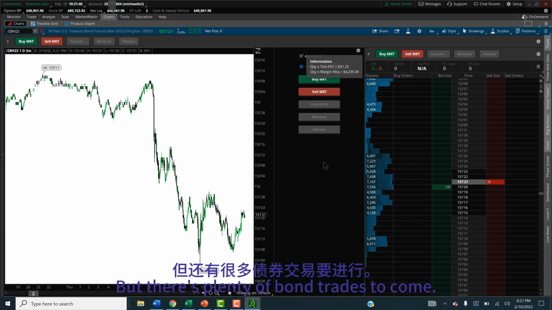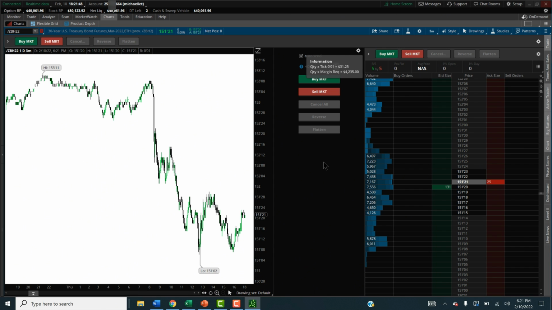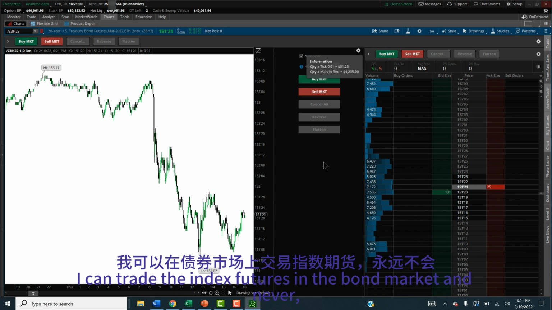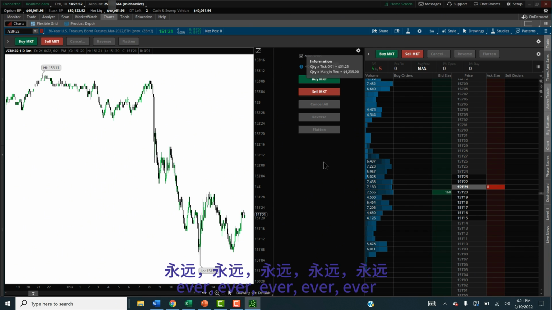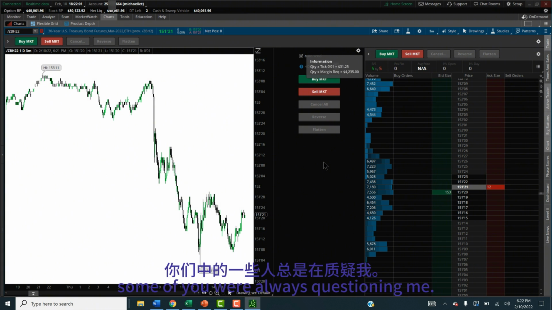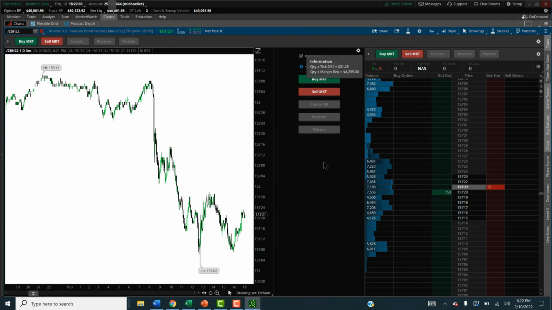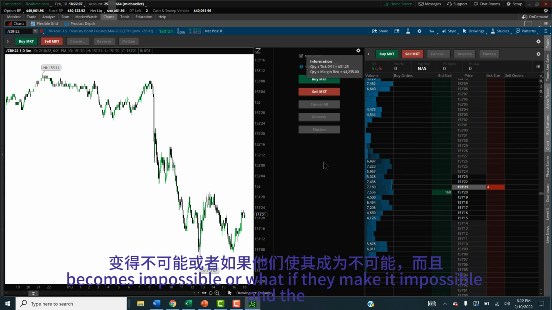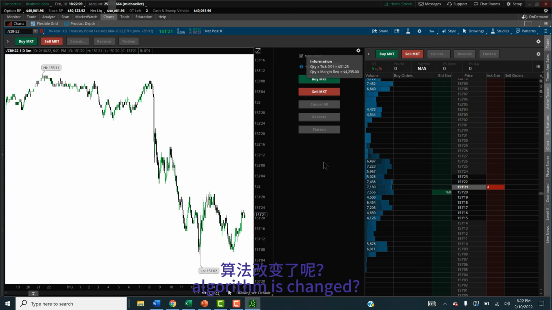But there's plenty of bond trades to come. I can trade the index futures and the bond market and never, ever trade Forex again. And it would be fine. This is why I said to you before, some of you were always questioning me, what if the Forex market becomes impossible? Or what if they make it impossible and the algorithm is changed?